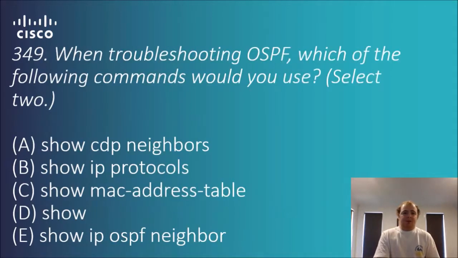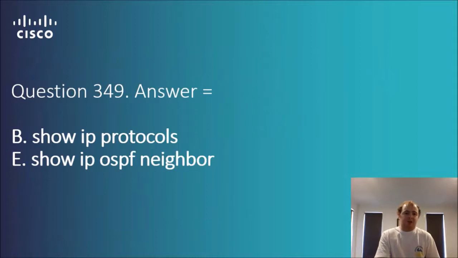349, when troubleshooting OSPF, which of the following commands would you use? We've got to select 2. We've got show CDP neighbors, show IP protocols, show MAC address table, show, which is really descriptive, show IP OSPF neighbor. So I will go through this one here with you guys. What you want to do is B and E. So show IP protocols gives us some preliminary information on OSPF in general, allows us to troubleshoot from there, and then show IP OSPF neighbor will also show neighboring networks to help out with the troubleshooting process there.